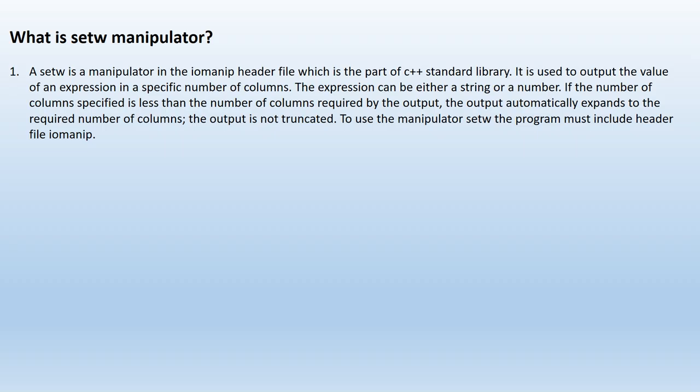If the number of columns specified is less than the number of columns required by the output, it automatically expands to the required number of columns. The output is not truncated. To use the manipulator setw, the program must include the header file iomanip.